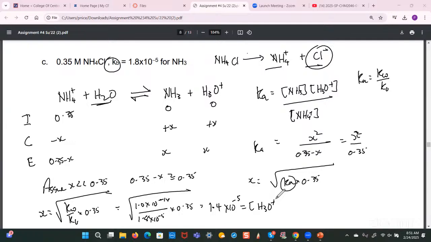So all we have to do now is find the pH, right? So the pH is minus log of 1.4 times 10 to the minus 5. Put the minus sign in front of that, and according to my calculations, this works out to be equal to 4.85. And that would be how you do that.